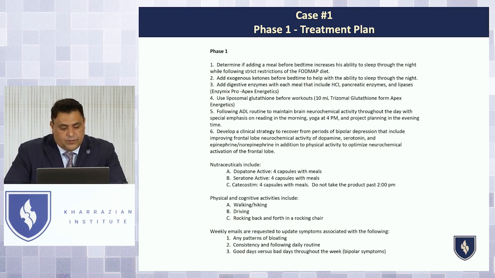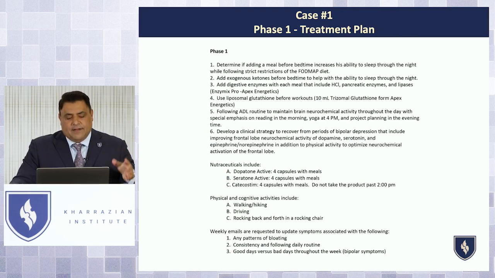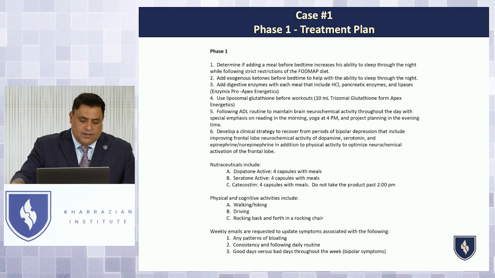So nutraceuticals include Dopatone, Serotonin, Kinecostem. Dopatone contains the main substances that increase dopamine. Serotonin is a compound that has the compounds that raise serotonin levels. Kinecostem has the compounds we listed in the charts that can be used to activate epinephrine, norepinephrine. Physical and cognitive activities include walking, hiking, driving, and then rocking back and forth in a chair, just to get some vestibular input. Weekly emails are requested.